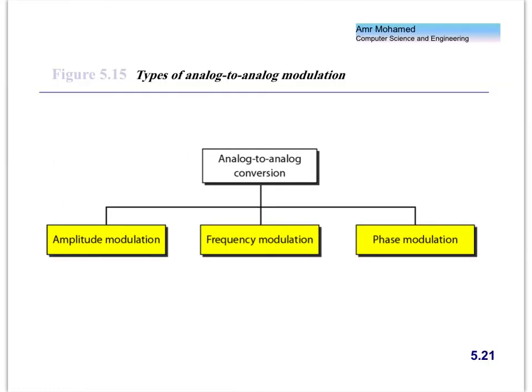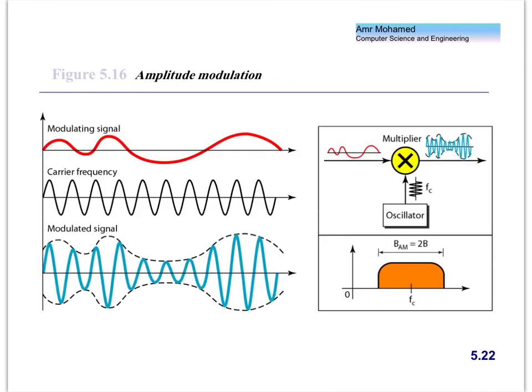So again, we have these three schemes: amplitude modulation, frequency modulation, and phase modulation. So very quickly, amplitude modulation: the input signal is already analog, and we call it the modulating signal. This modulating signal is fed to a multiplier, and we multiply this signal by the carrier frequency.